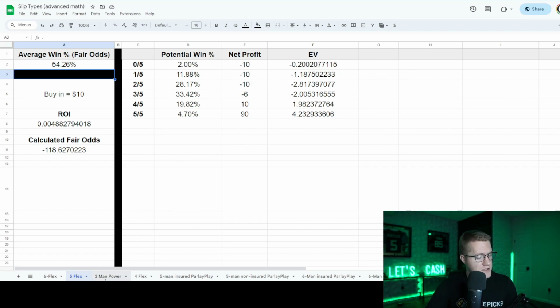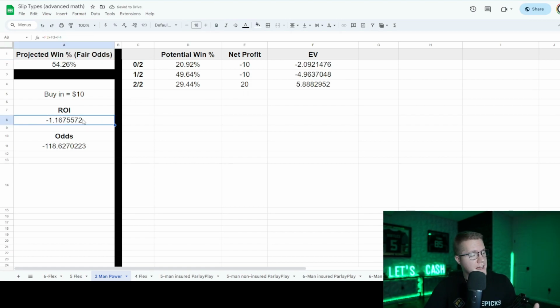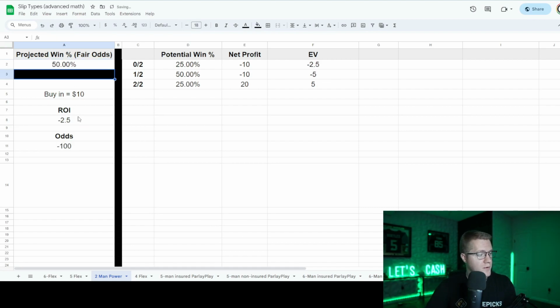So if we switch over to a 2-man power and I were to say, hey, if I'm only hitting 54.26% on each leg, I'm losing $1.16 for every $10 that I'm putting in on a 2-man power. And again, that's just math. That is literal truth. So you would be losing more long-term if you're a casual sports bettor every single time you're hitting a two leg parlay compared to a 5 flex.